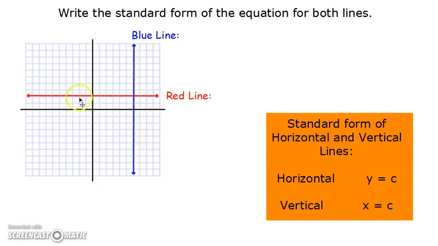So since the red line has all the points where y equals 2, the standard form for that equation is just y equals 2. The blue line, on the other hand, is vertical. So again, its standard form would be x equals. And since all the values on this line have x equal to 6, our standard form again is x equals 6.